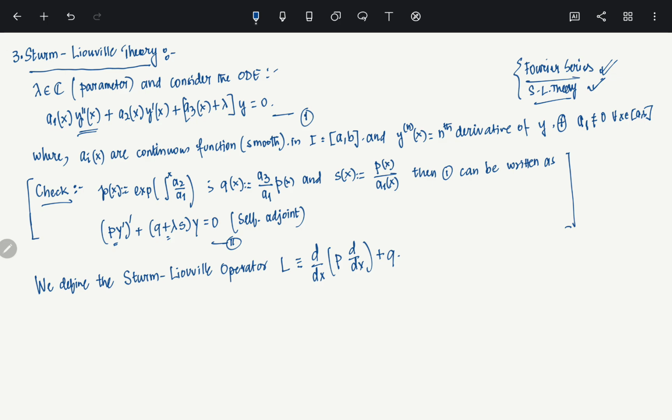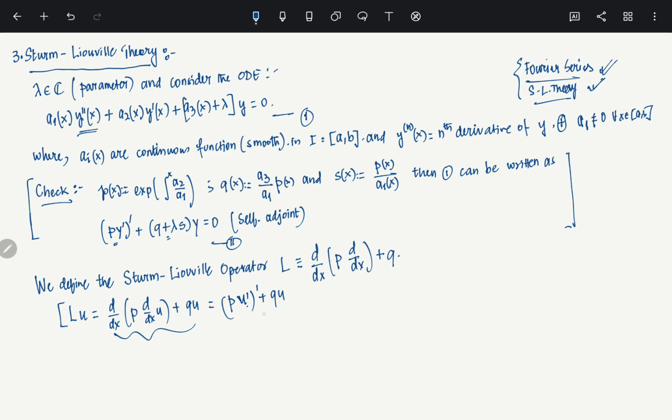If I put it into context, L of a nice function u is d/dx of p d/dx of u, plus q times u. This is how we define it. Then this can be written as (p u prime) prime plus q u, because du/dx is essentially u prime. This is how we write this operator.